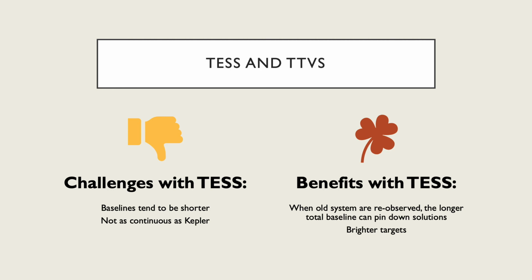Secondarily, the targets are a lot brighter. So why does targets being brighter matter? The reason is I mentioned that to do the best you can on TTVs, you want to combine your TTV data with additional types of data. For Kepler, a lot of the stars were too faint to study with radial velocities. Since TESS stars are bright, this is no longer an issue.